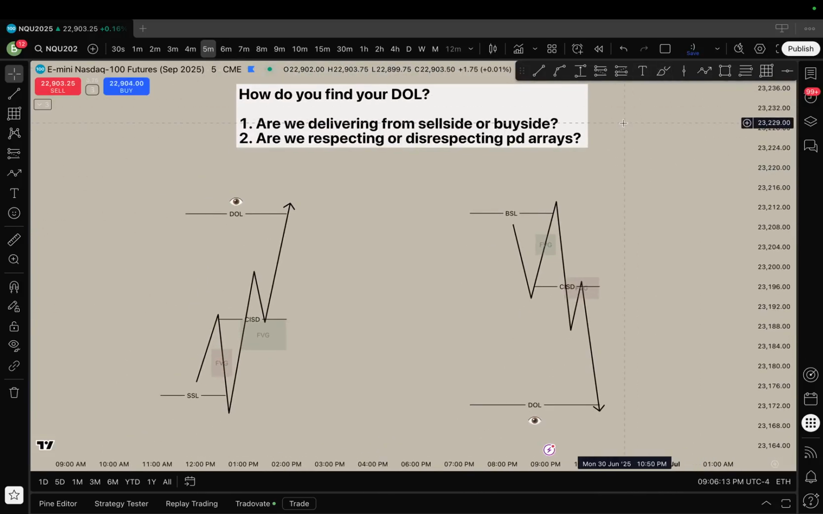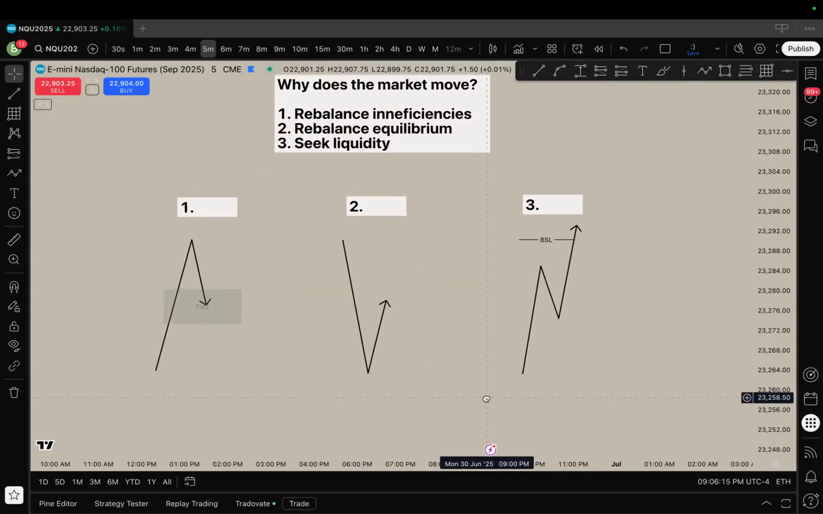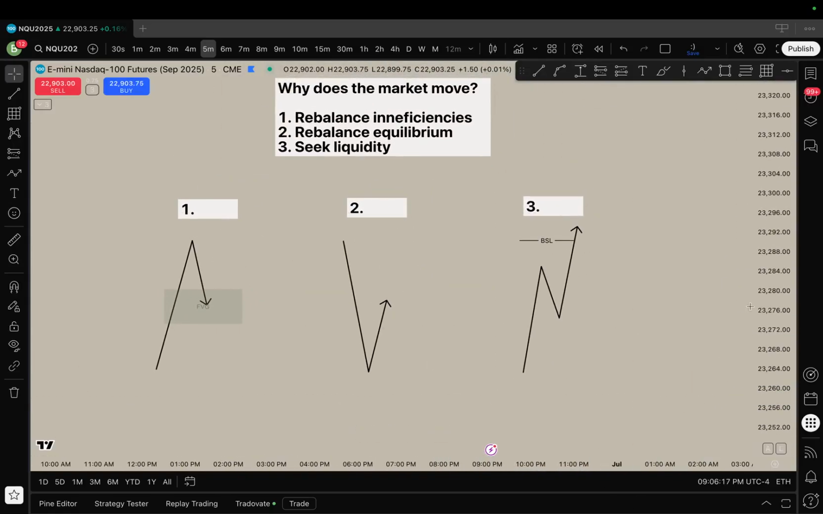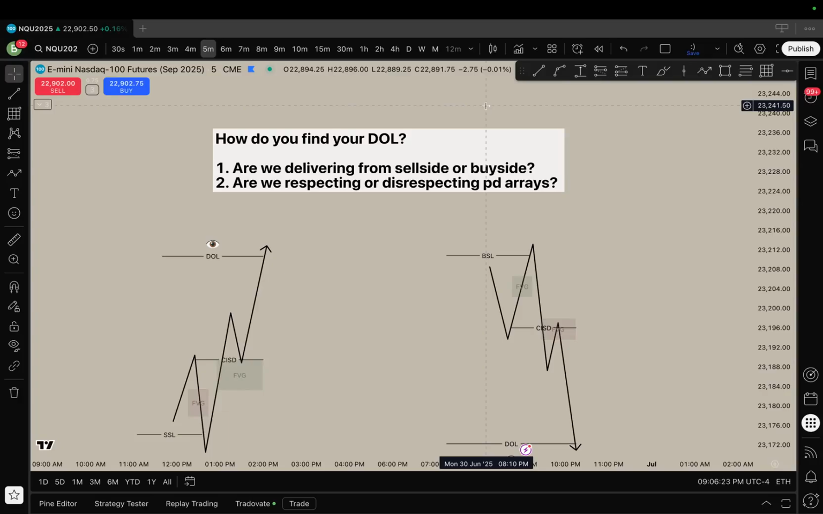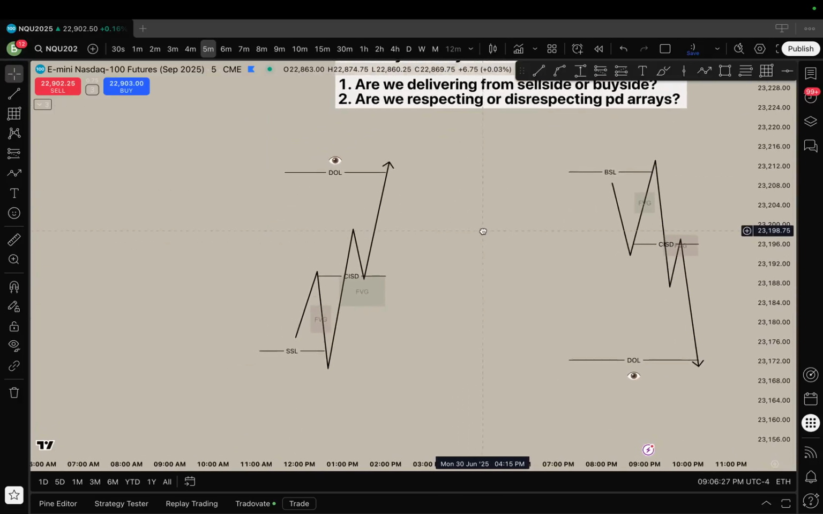So how do you actually now find your draw on liquidity, okay? You've asked yourself these 3 questions. Why is the market currently moving? Like, why is it moving? And let's see, you figure it out. Now we have to figure out how to find your draw on liquidity. So are we delivering from sell side or buy side is the first question you have to ask yourself, okay?